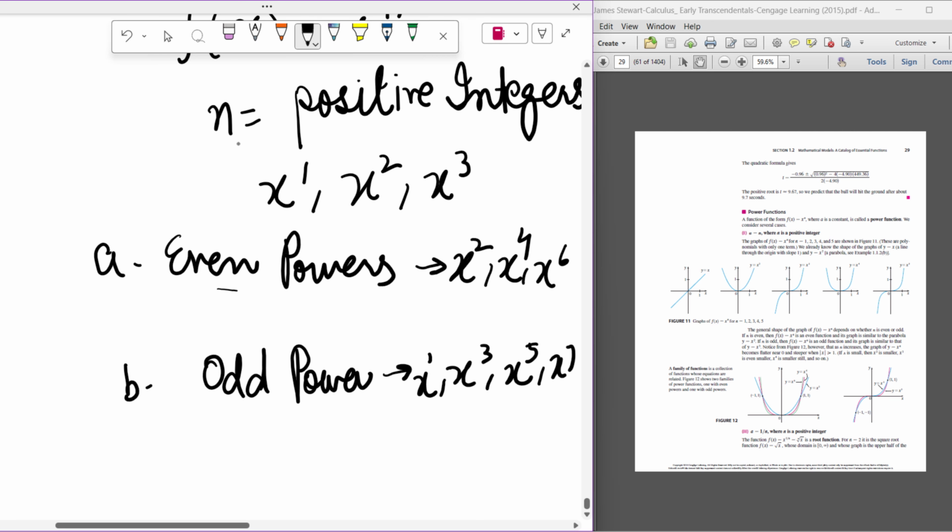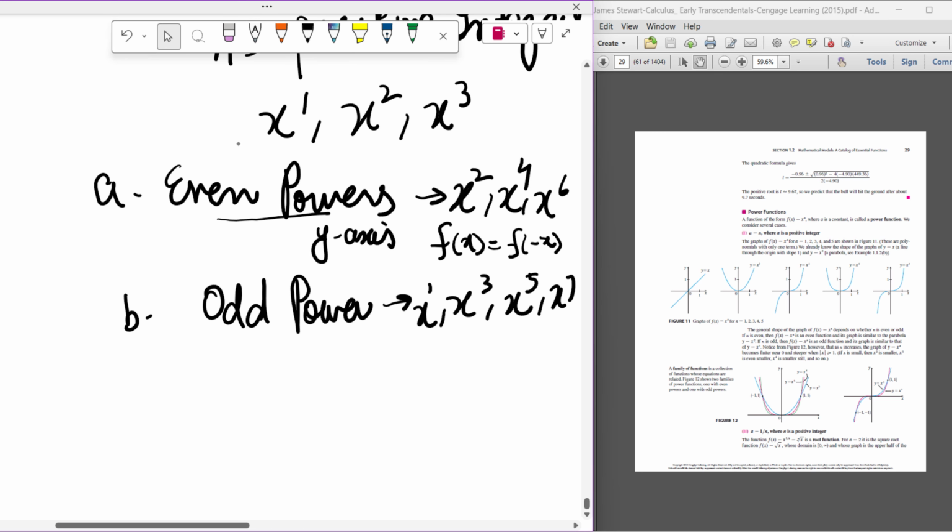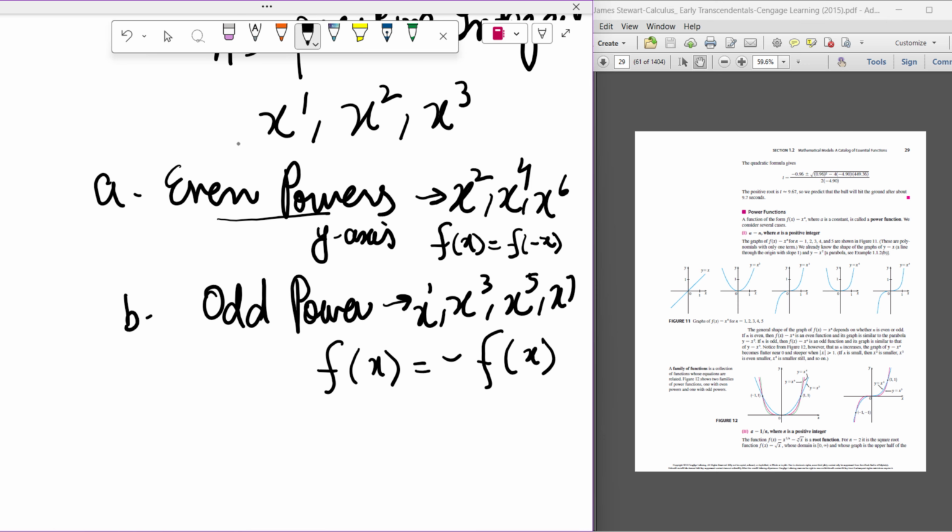We know that the even functions are always symmetrical about the y-axis, and also that f of x is equal to f of minus x. So if I replace x with minus x, the function will not change, then the function is called the even function. In the case of an odd function, f of minus x is equal to minus f of x, then the function is called the odd function. And we remember that odd functions are always symmetrical about the origin.